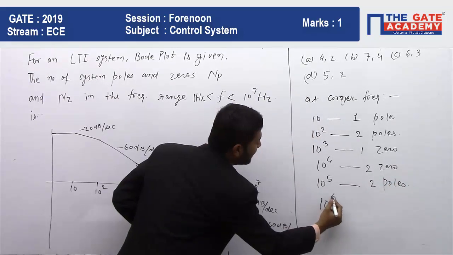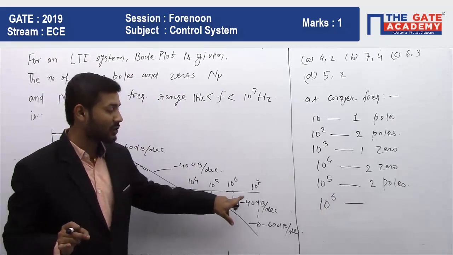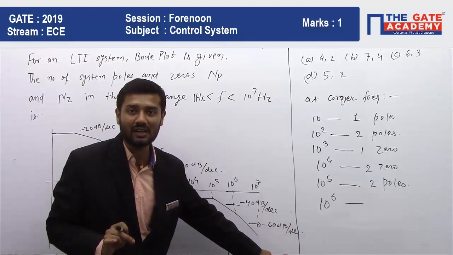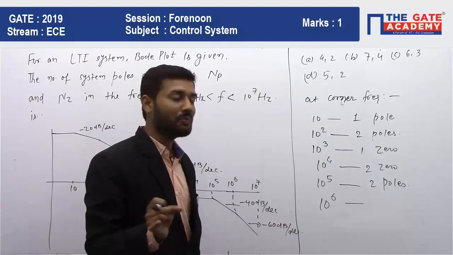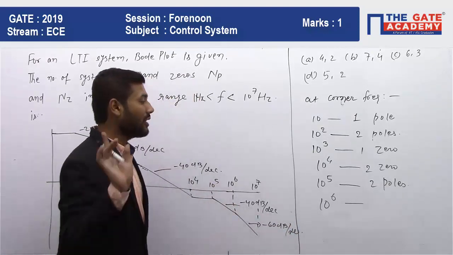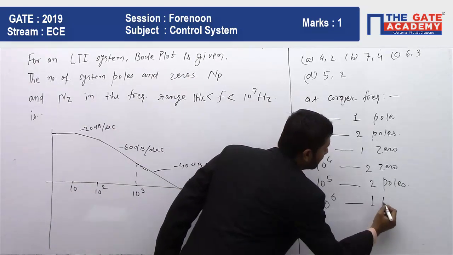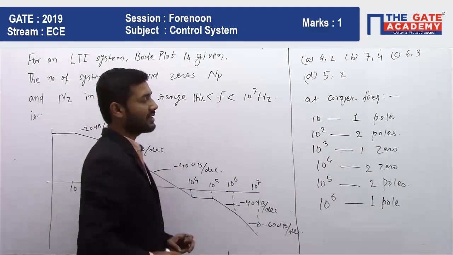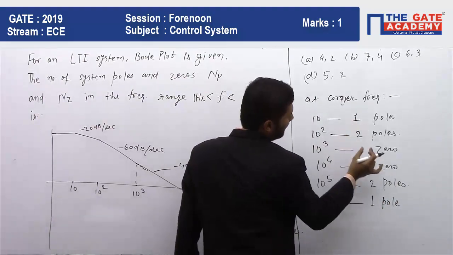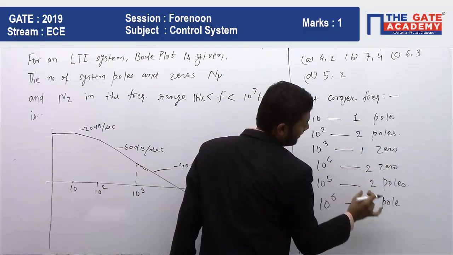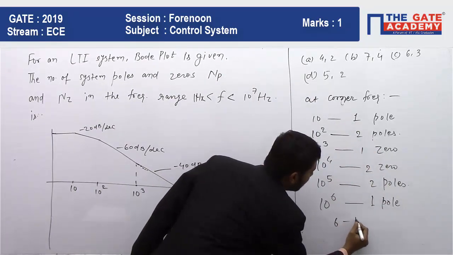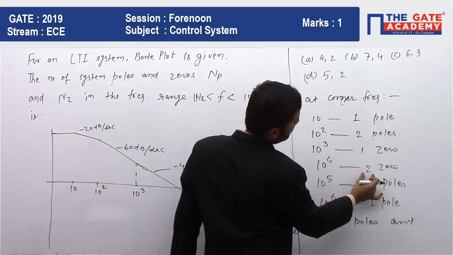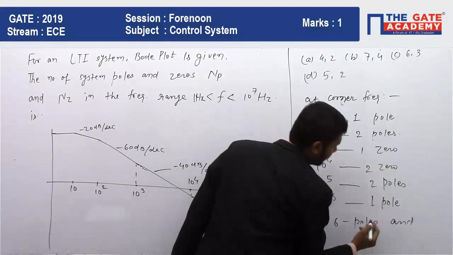Now at 10 to the power 6, the slope is changed by minus 20 dB per decade, because this is minus 60 dB per decade. So overall we are adding minus 20 dB per decade at 10 to the power 6. So we have one pole here. So in the range 10 to 10 to the power 7 Hz, we have 1 plus 2 is 3, plus 2 is 5, plus 1 is 6 poles, and 2 plus 1 is 3 zeros.